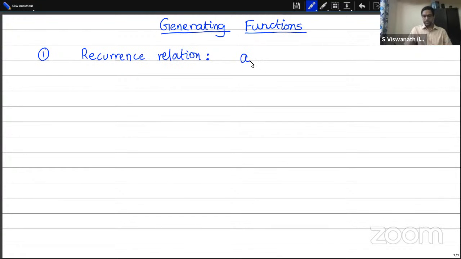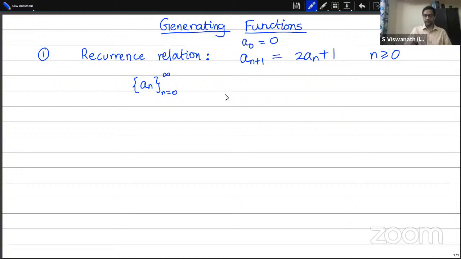So I have a sequence of numbers A0, A1, A2, and so on. I tell you the value of A0: A0 is 0, and A(n+1) is given to be 2A(n) plus 1. Okay? This is for all n greater than or equal to 0. So what this determines is a sequence A(n), n going from 0 to infinity. And this initial condition together with this recurrence is enough to tell us what the sequence looks like.